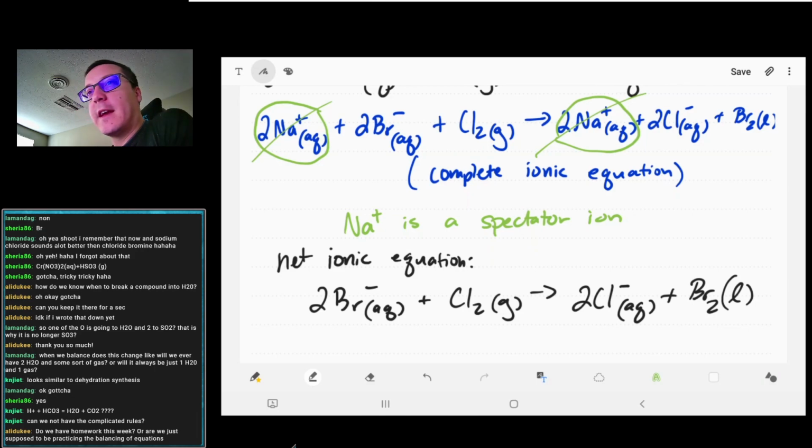Alrighty, so with that, I'll see you all tomorrow. We'll talk about electron transfer reactions. Those are fun. And electron counting. It's going to be exciting. Alrighty. Have fun.